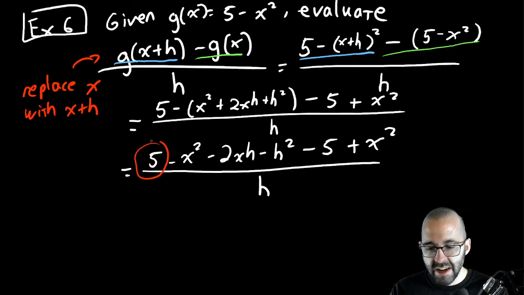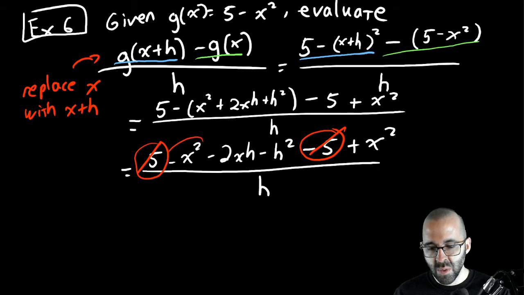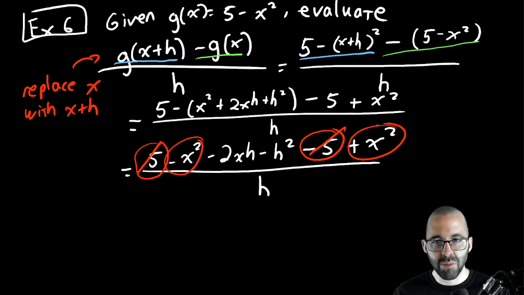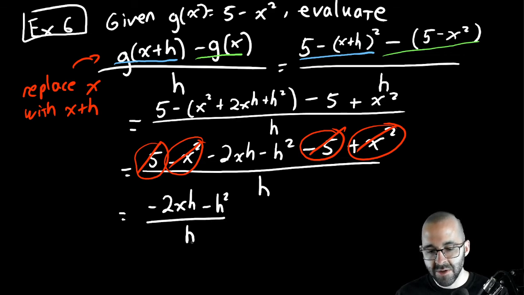We have a plus 5 right here. And we have a minus 5 right here. What's 5 minus 5? 0. You have a minus x squared plus x squared. What's minus x squared plus x squared? 0. Oh, not looking so bad now, huh? All right, so what's our numerator left with? Negative 2xh minus h squared all over h.